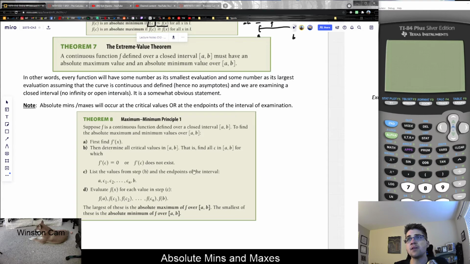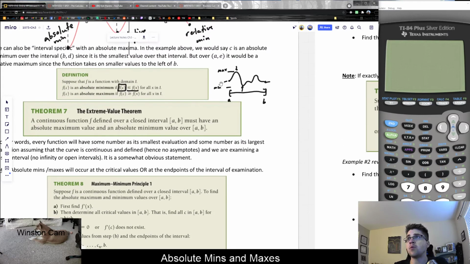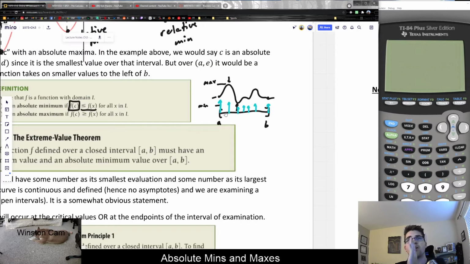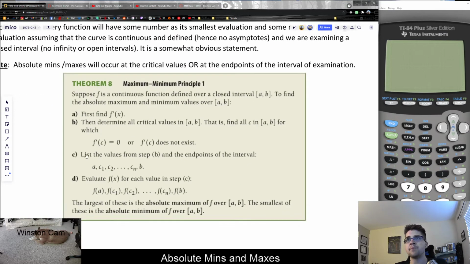Step C, list all the values on the interval. So it's sort of like, where are all our critical values? Not just the critical values, but the starting and end point as well. What are our options for mins and maxes? The starting and ending points could be, but any critical value on the interval could also be. Basically we want to list all those particular values in the interval, starting at a, all the critical values in between, going all the way to b.